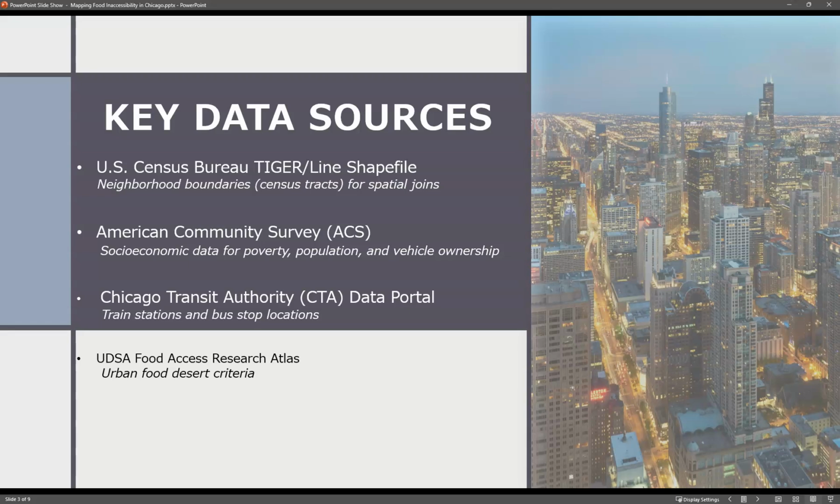Next, I brought in data from the American Community Survey. This includes details like population, poverty rates, and vehicle ownership, all important factors that influence whether people can actually reach a grocery store. I also used the Chicago Transit Authority data portal for train station and bus stop locations because transit access is a lifeline for many residents. And the USDA's Food Access Research Atlas gives us the urban food desert criteria.